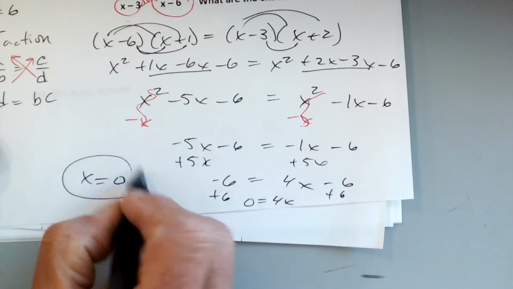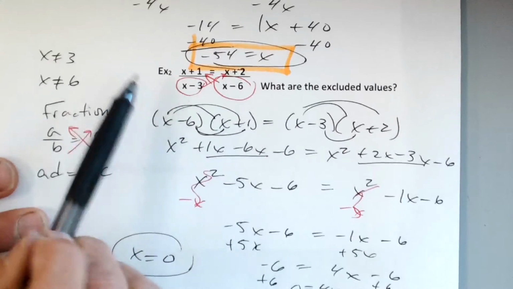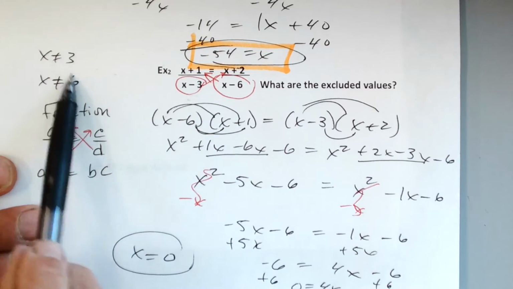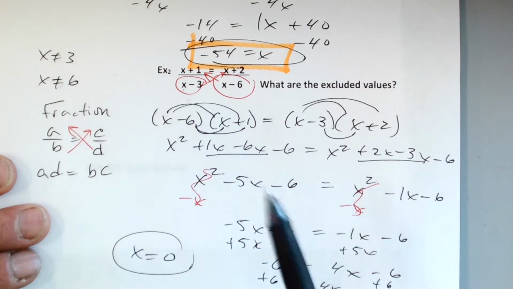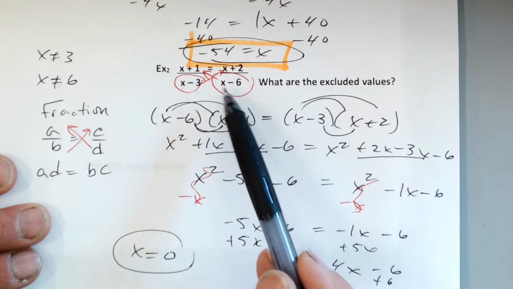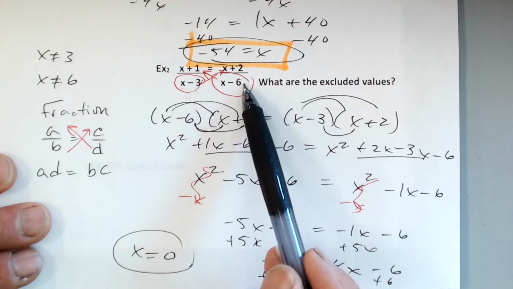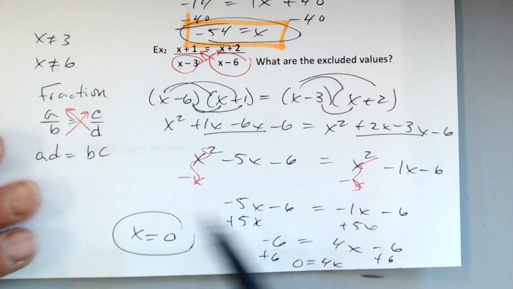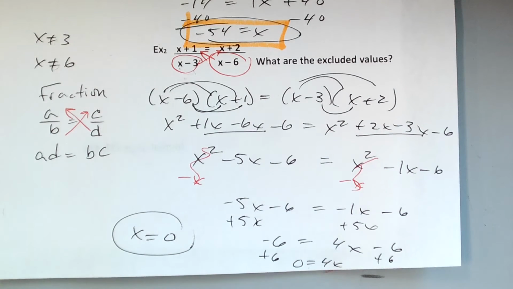Is that an okay answer? Well, yeah, sure, that answer is okay. The only two answers it couldn't be were 3 and 6. If I put 0 in here, that'll work. Well, I won't divide by 0. I can put 0 in, right? And I can put 0 here. 0 minus 6 is minus 6. That's okay, too. So x equals 0 is the answer we want.